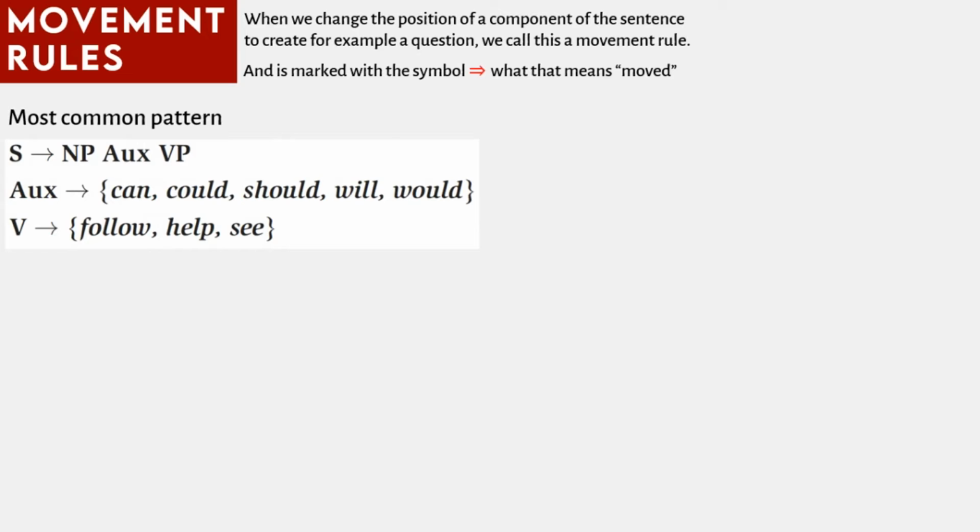If you see it, let's continue. We have our verbs: follow, help, see. Let's check this topic. For example, we have the first part, but it changed to an auxiliary noun phrase. Can you see already? I put an example. You can see the stars.